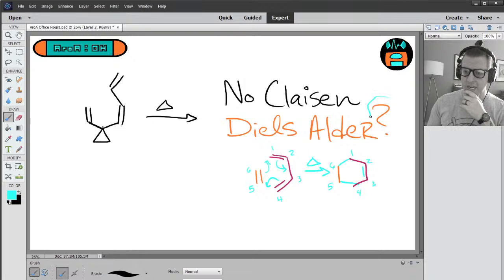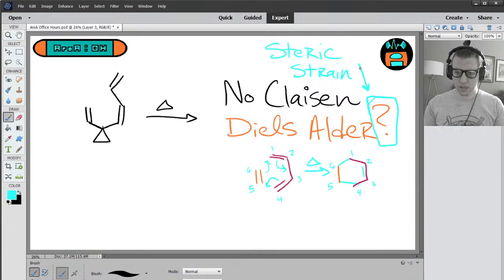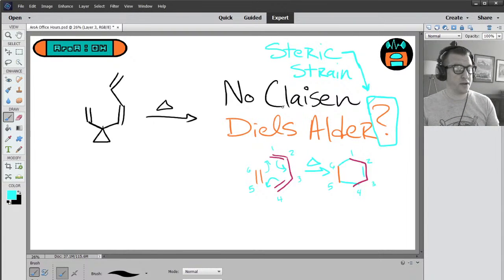Now, you may be wondering why I put a question mark here. The only reason I'm putting a question mark there is I'm not sure if a Diels-Alder will happen because of steric strain. Dienes and dienophiles can totally be on the same compound. Those are called intramolecular Diels-Alders. And actually they happen faster than normal Diels-Alders because since they're both tethered together, it's easier for them to find each other in space. So intramolecular Diels-Alders, totally a thing that can happen.